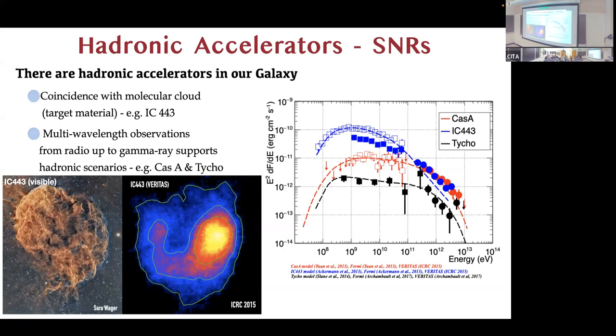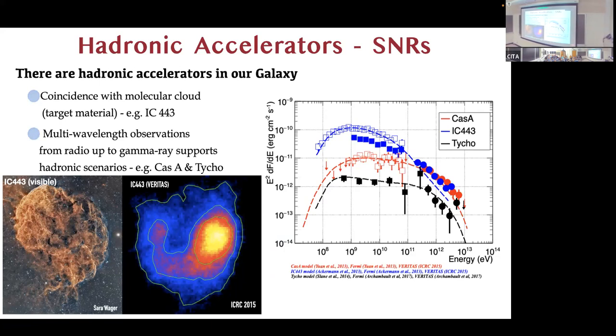Another way is, if you know your object very, very well, its history very well, the environment very well, then you can estimate how much we expect to come from the electrons versus the hadrons. And we fortunately have a few historic supernova remnants that are well studied, and we know the environment relatively very well, especially type Ia supernova remnants, where the environment is much cleaner. In that case, multi-wavelength observation seems to indicate it may be hadronic compared to leptonic.